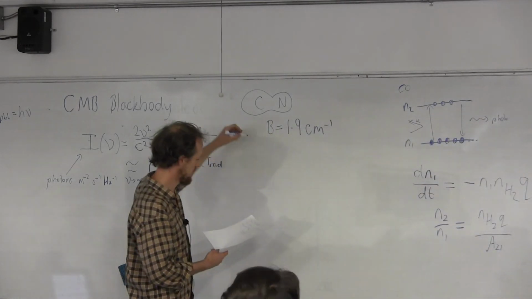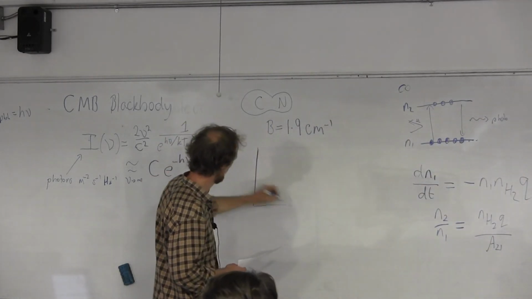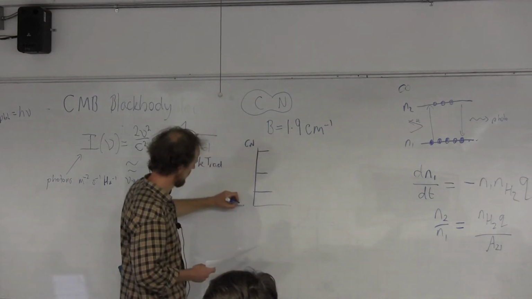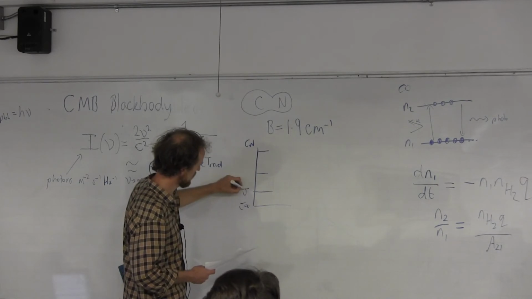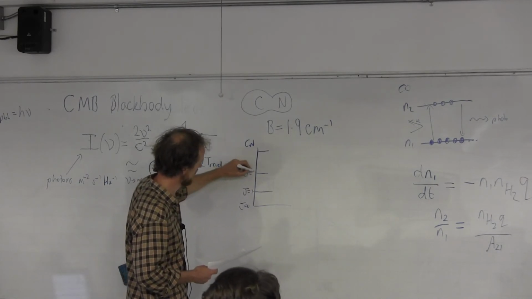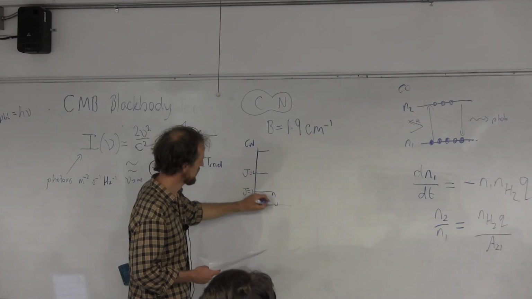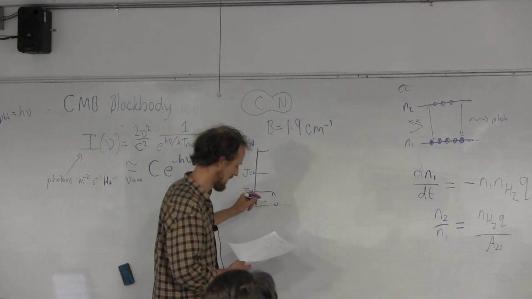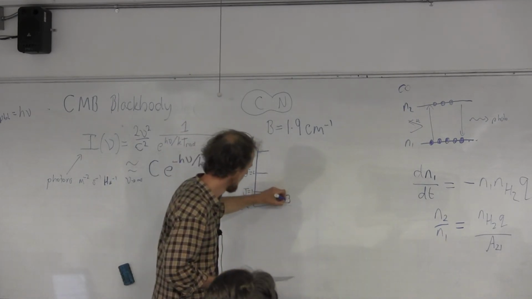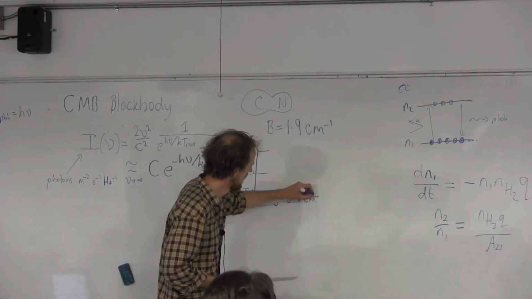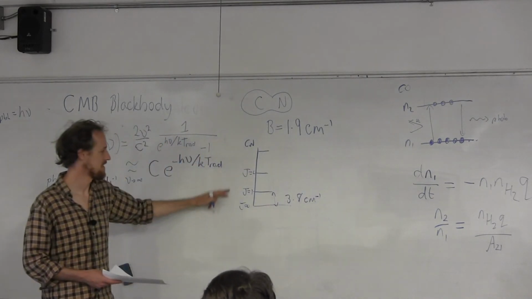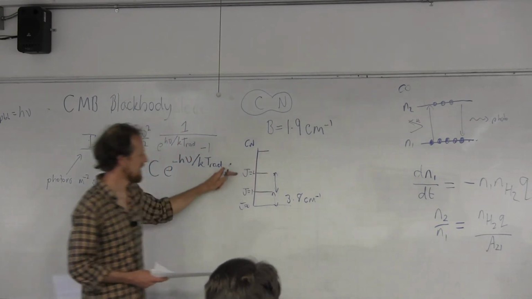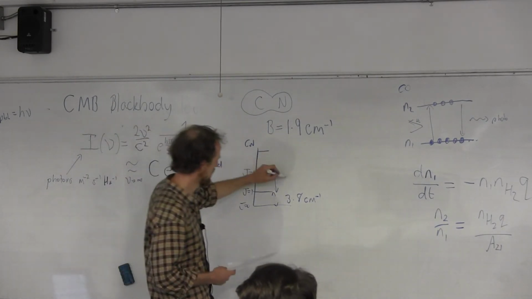So the transitions of CN, J equals 1, J equals 2. The first possible transition is from the J equals 0 to J equals 1 level. And if we know the rotational constant, then we can say, and you have it written on your piece of paper, that transition has an energy of 3.8 wave numbers. This one, J equals 2 to J equals 1, has an energy of 11.4 wave numbers.